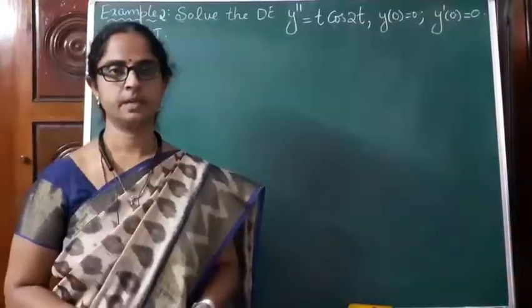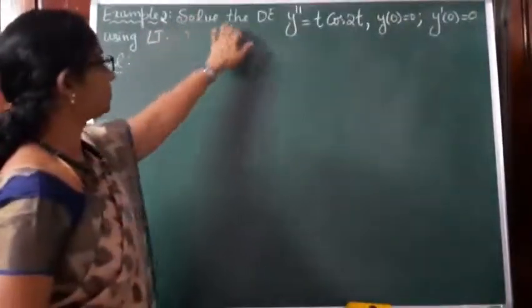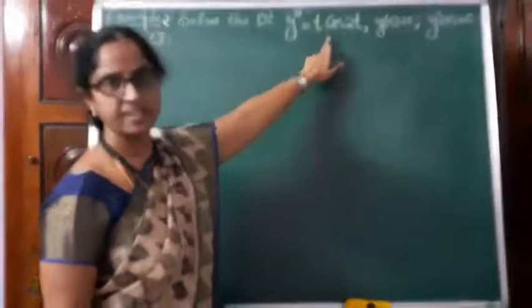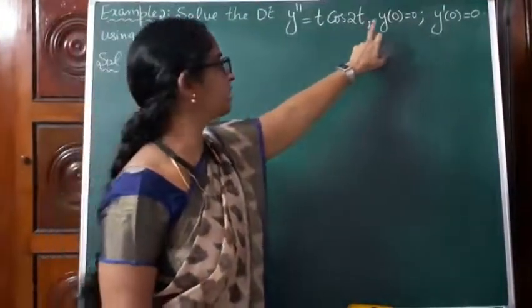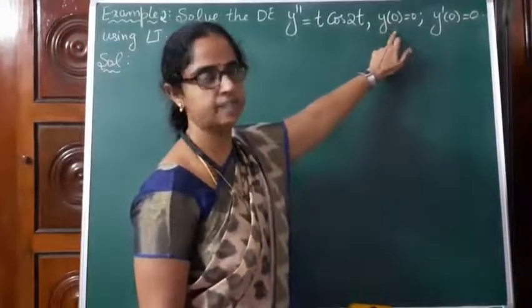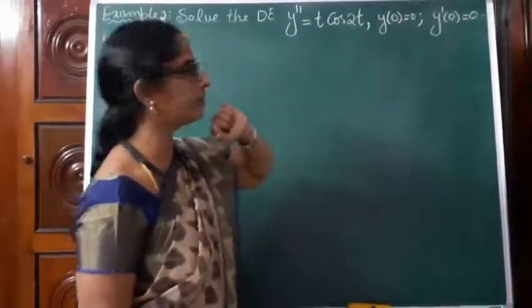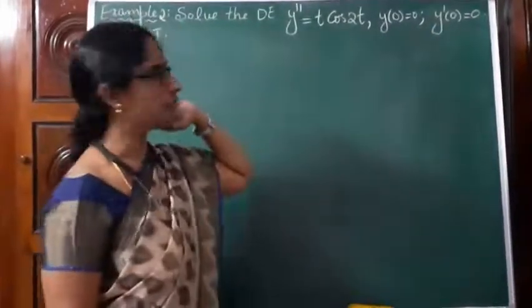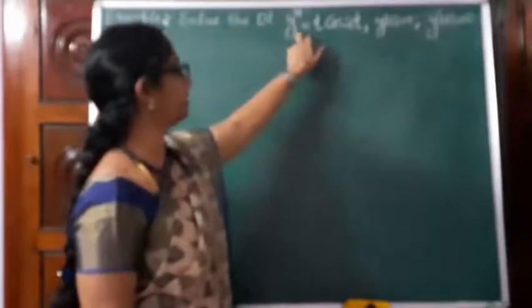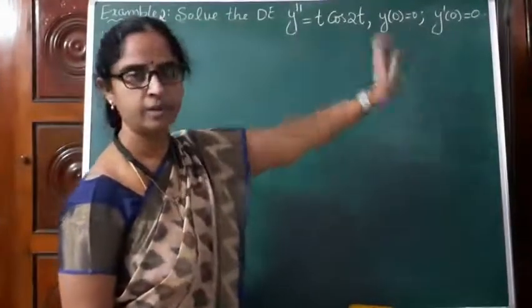Now we go for another example. In this we are asked to solve the differential equation y double dash is equal to t into cos 2t with the initial conditions y of 0 is 0 and y dash of 0 is 0 using Laplace transform. This is a second order differential equation, so you are given two initial conditions.